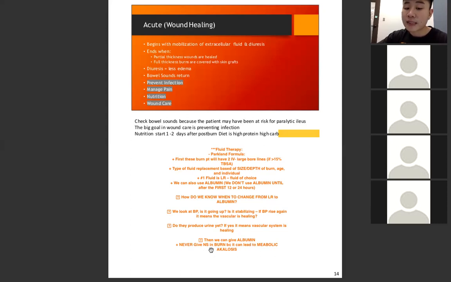Never give normal saline in burns because it can lead to metabolic alkalosis. So please remember this. Do not give normal saline. She may not say normal saline. She may say sodium chloride 0.9%. Do not give it. It's the same thing. We only give lactated Ringer's. We give it first, and then if the blood pressure goes up and the patient starts producing urine, we switch from lactated Ringer's to albumin. Does everything make sense so far?